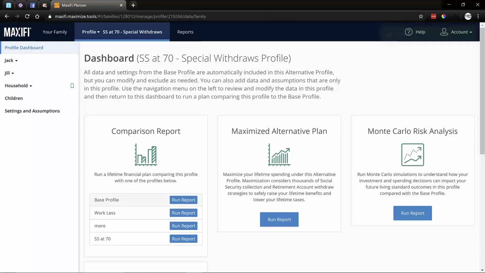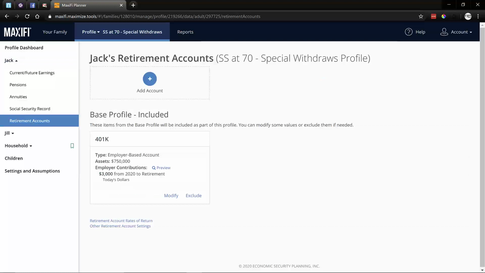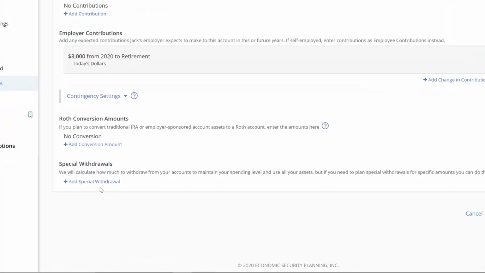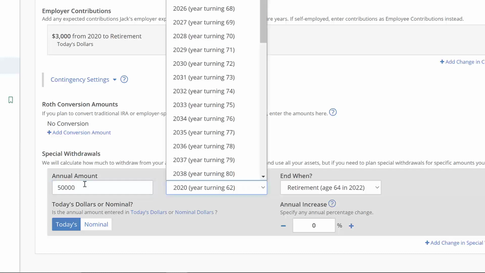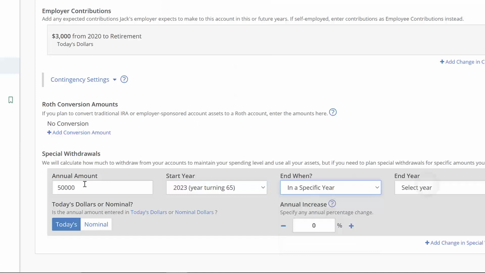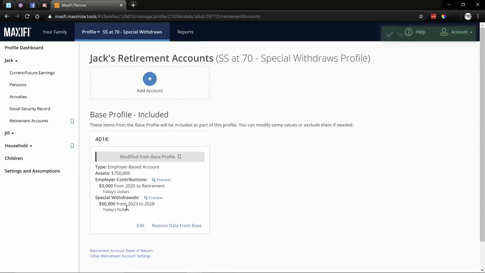So I've duplicated that. Now it's just like my SS at 70, but now I'm going to go into Jack's retirement account and modify his 401k and scroll down here to special withdrawals. And I'm going to take out $50,000 instead of the $26,000 that the program wants. I'm going to start it at 65 and I'm going to end it at 70. And I'm going to save that. Then I'm going to do the same for Jill.